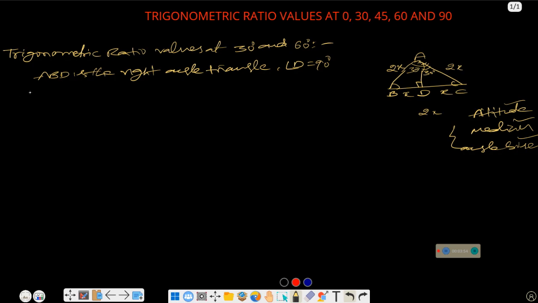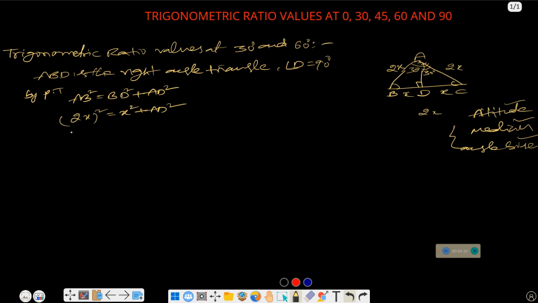So by Pythagoras theorem, what is the hypotenuse here? The side which is opposite to 90 degrees. Since angle D is 90 degrees, the hypotenuse is AB. That means AB square is equal to BD square plus AD square. Now what is the length of AB square? 2x whole square is equal to BD square, that is x square, plus AD square.